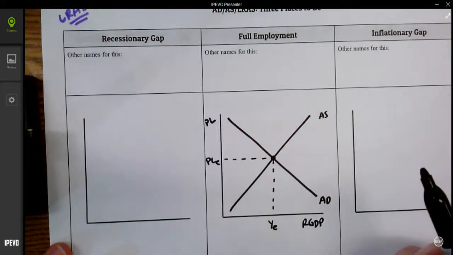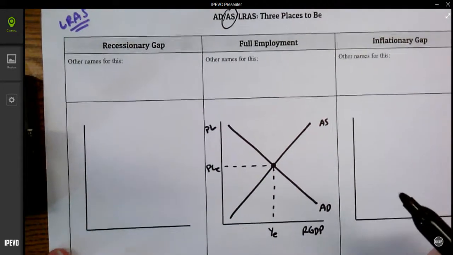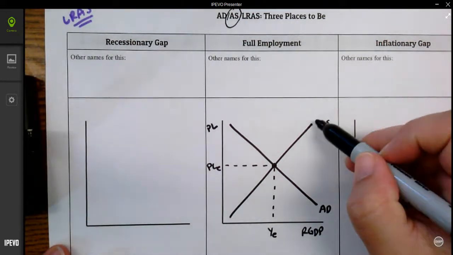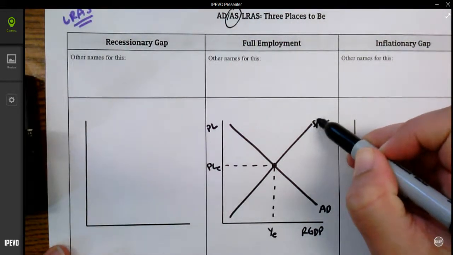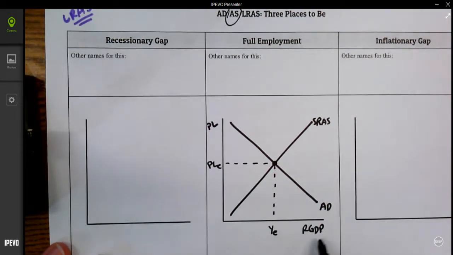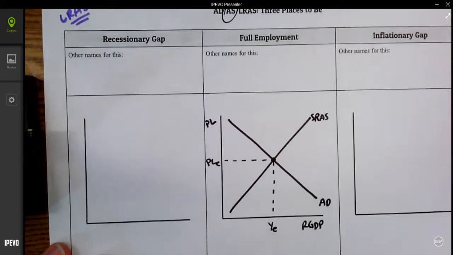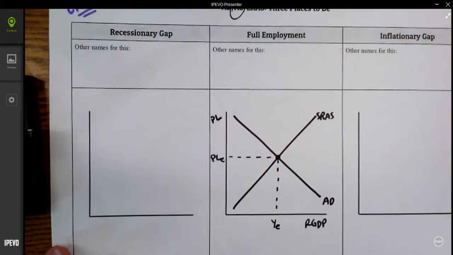Now we're adding something new to this. We're learning that aggregate supply actually has something called short run and long run. So I'm going to take SR for short run, and stick it in front of that AS. Just for a little bit of trivia for you, there is no such thing as a short run aggregate demand, or long run aggregate demand. So we just keep it plain old aggregate demand.